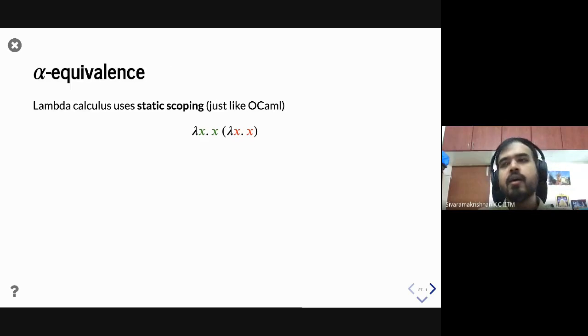Moving on. So we saw the concept of free variables. Let's keep that away. The other concept is known as alpha equivalence.